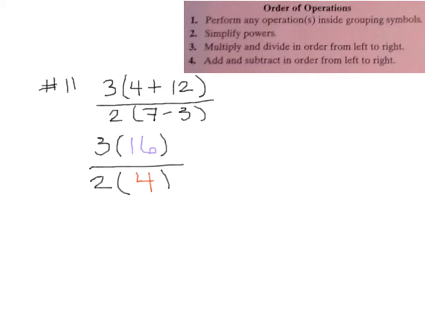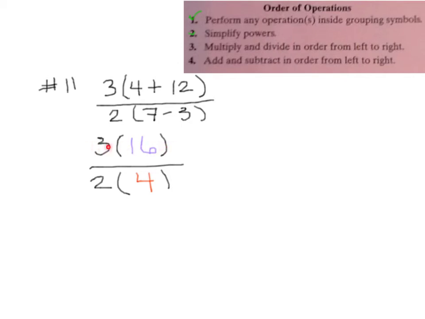Okay, so I don't have any more groupings. I took care of that, so I can check that one off. I come down to the next one, which is to simplify powers. I have no powers here, so step 2 is done. And now I'm going to come to step 3, which is to multiply and divide in order from left to right.